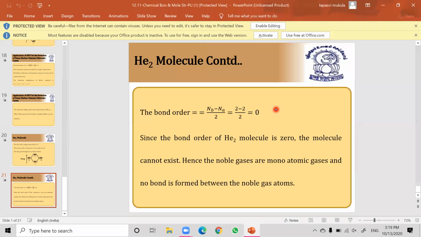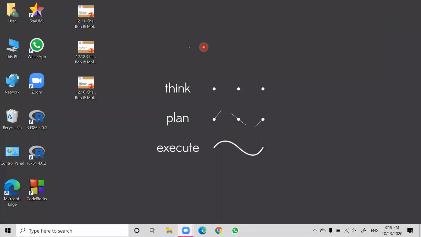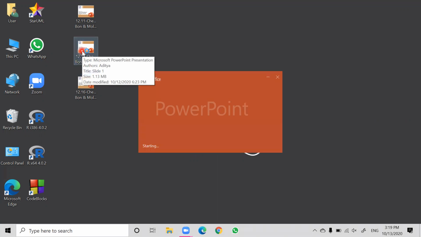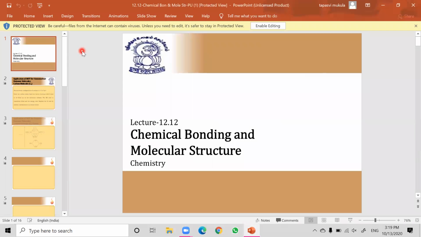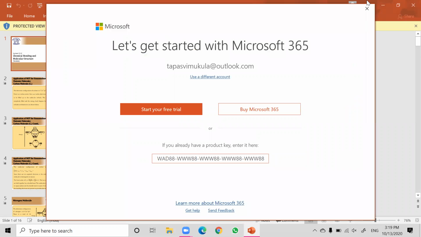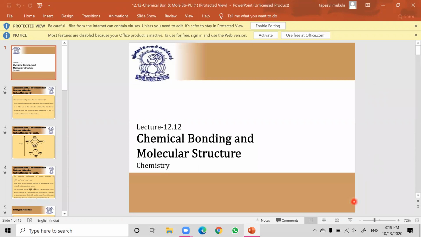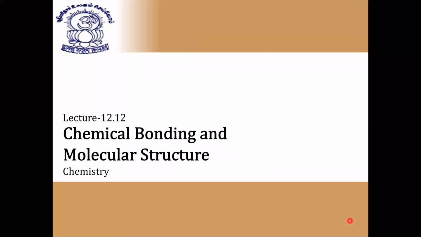Next. So this is the way to write molecular orbital theory. Next topic in this chapter. We are continuing now. Next concept in this chapter. So how to write the molecular orbital configuration, I think you understood. Next.